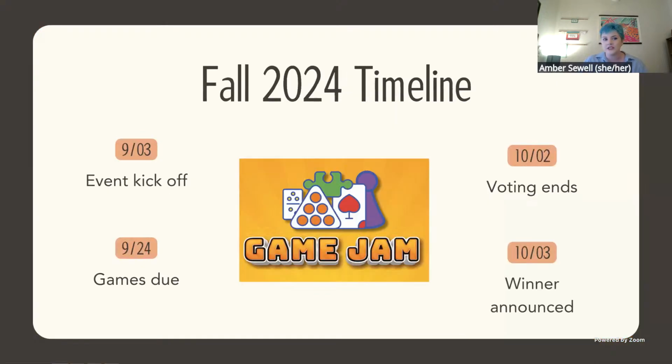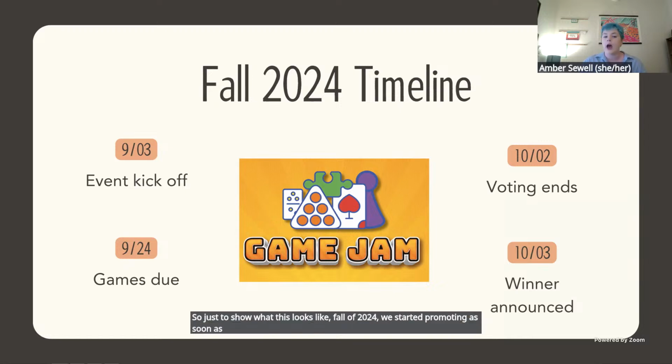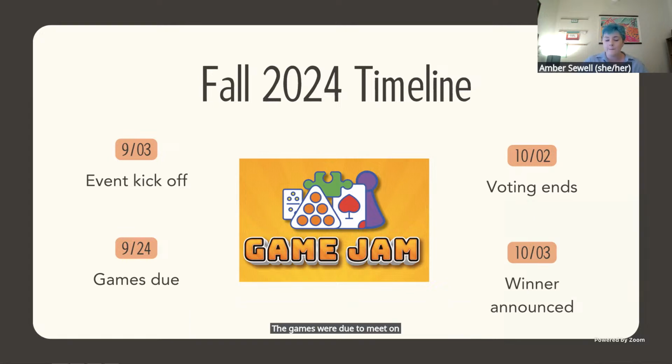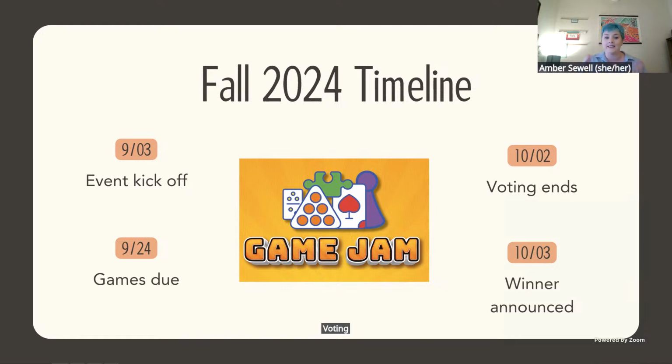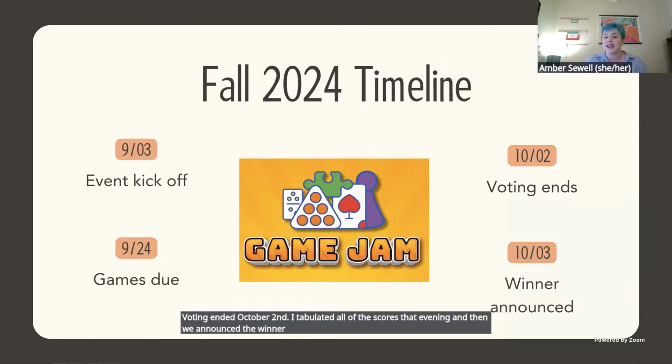So just to show what this looks like, in fall of 2024, we started promoting as soon as marketing was able to. Our kickoff event was September 3rd. The games were due to me on September 24th by 5 p.m. And then the next day they were out in the lobby for voting. Voting ended October 2nd. I tabulated all of the scores that evening, and then we announced the winner the next day in the Makerspace.